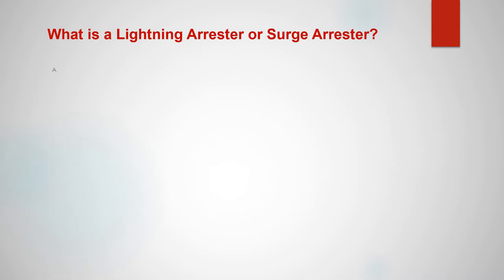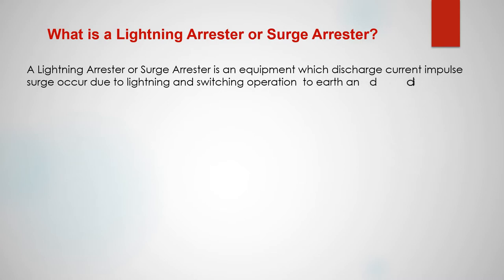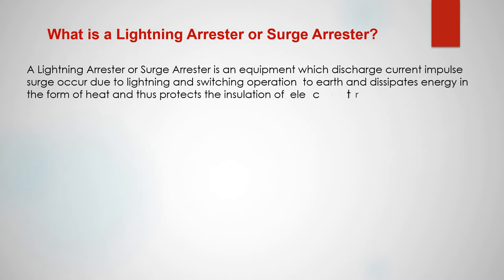What is a lightning arrester or surge arrester? A lightning arrester or surge arrester is equipment which discharges current impulse surges, occurring due to lightning or switching operation, to earth and dissipates energy in the form of heat, and thus protects the installation of the electrical system.